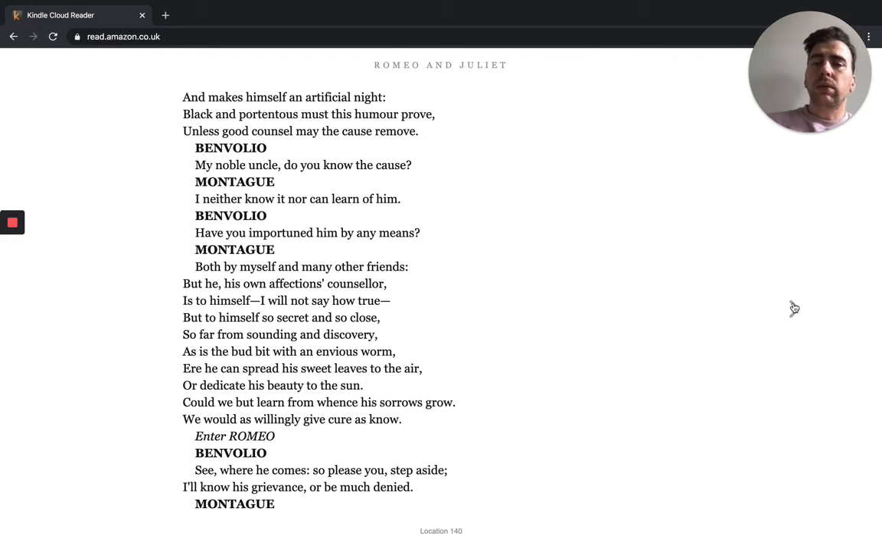My noble uncle, do you know the cause? I neither know it nor can learn of him. Have you importuned him by any means? Both by myself and many other friends. But he, his own affections' counsellor, is to himself, I will not say how true, but to himself so secret and so close, so far from sounding and discovery, as is the bud bit with an envious worm ere he can spread his sweet leaves to the air or dedicate his beauty to the sun. Could we but learn from whence his sorrows grow, we would as willingly give cure as know. Enter Romeo.